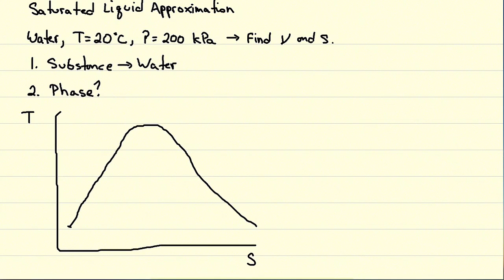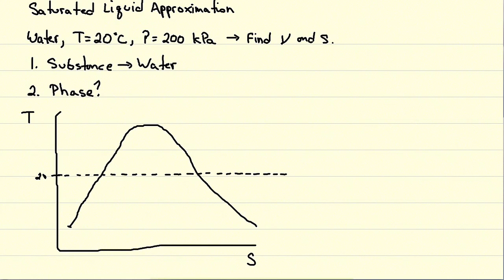Now, I know I'm at 20 degrees C, and again, I really have no idea where that is, so I'm just going to suppose that maybe this is 20 degrees C right here. So that's my 20 degrees C, and I'll draw my isotherm, right? Everywhere along this line, the substance would be at 20 degrees C.